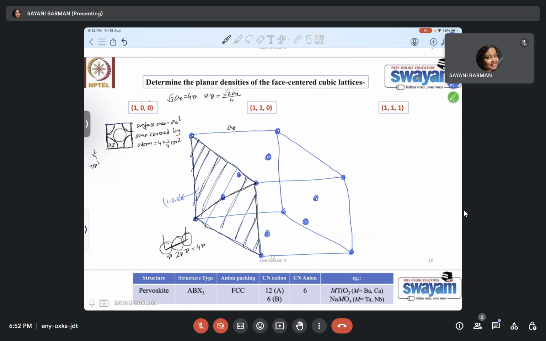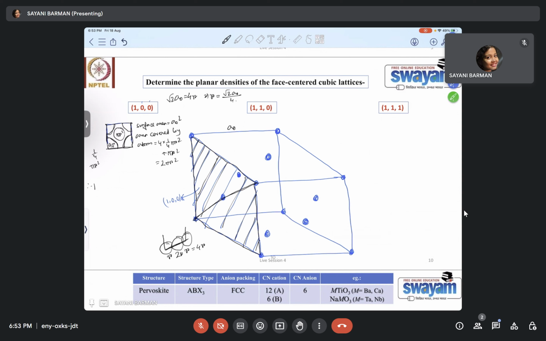So this quarter circle's area is 1 by 4 pi r square. And how many are there? 4. So we write it as 4 into 1 by 4 pi r square. Now for this center circle, it's pi r square only. So plus pi r square. So the total area covered by the atoms will be 2 pi r square.